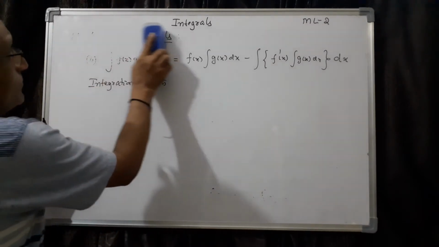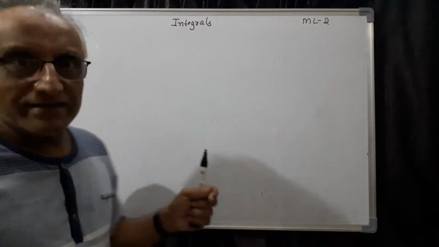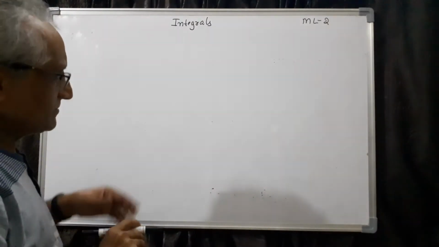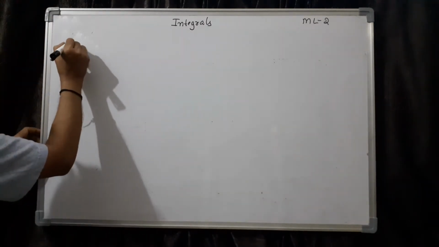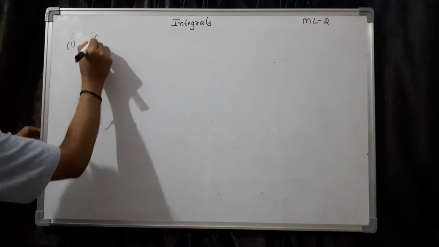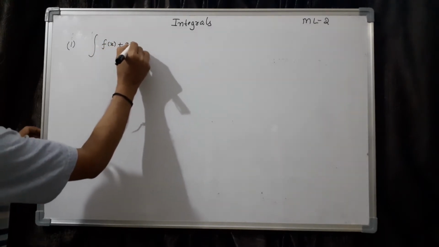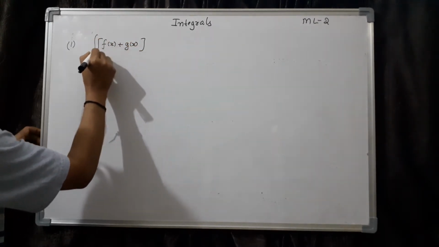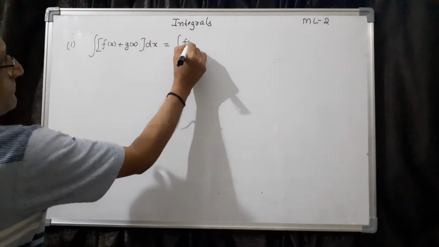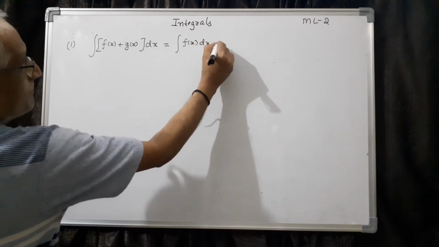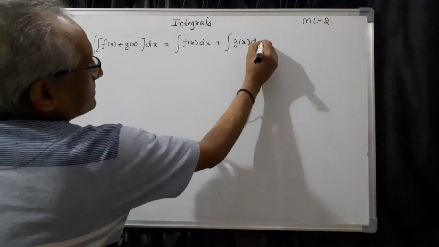Now let us prove the properties. Addition and subtraction are similar. Scalar multiplication is also similar, but we will prove one or two. Let us take the first one. Say the integration of f(x) plus g(x) dx. This we have to prove equals the integration of f(x) dx plus the integration of g(x) dx.